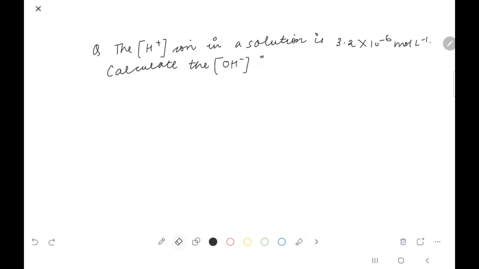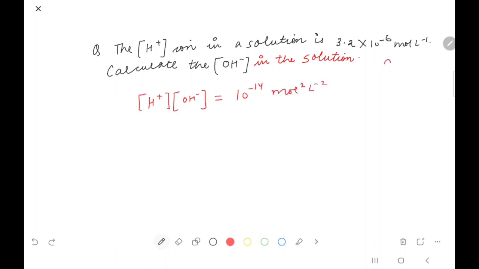So I don't have to write down molar concentration. The square bracket basically means moles per liter. So calculate the OH negative ion concentration in the solution. So what does it mean basically? We know that in any solution, the product of the H plus ion and the OH negative ion is always 10 raised to the power minus 14 mole square per liter square at 25 degrees Celsius.